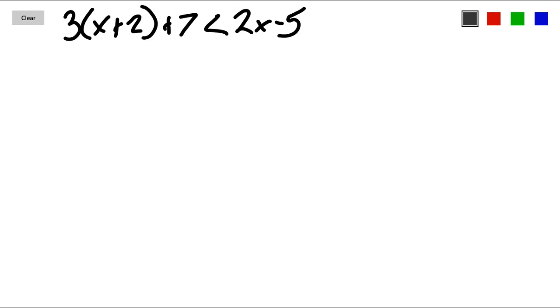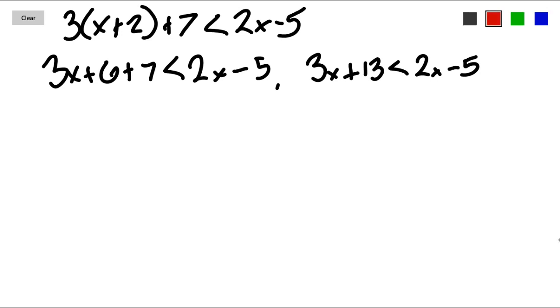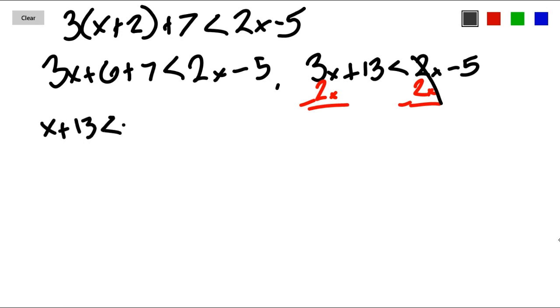So the first thing that I'm going to do is distribute the 3 on the left-hand side. So 3x plus 6 plus 7 is less than 2x minus 5. And then I can clean up the 6 and the 7 on the left-hand side too. So 3x plus 13 is less than 2x minus 5. And so the next thing that I'm going to do is focus on getting the x's on one side of the inequality. So I'm going to do this by subtracting a 2x from either side. And so I end up with x plus 13 is less than negative 5.